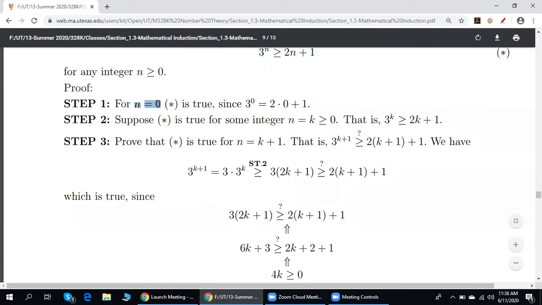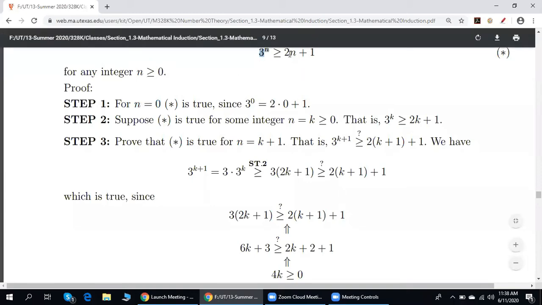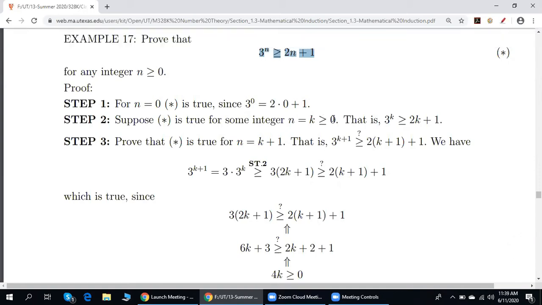Since the only information that we have is that this is true for n is equal to 0, we cannot really suppose that this is true for n is equal to k, which is greater or equal to 1. We just don't know if this is true for, say, 1. Does this make sense? Yes, absolutely.